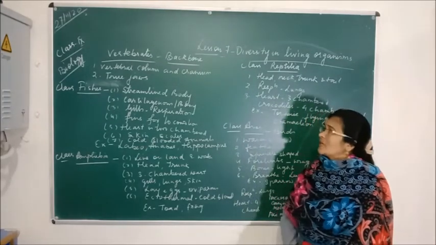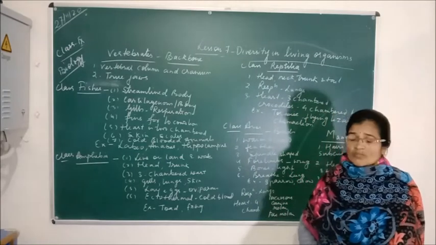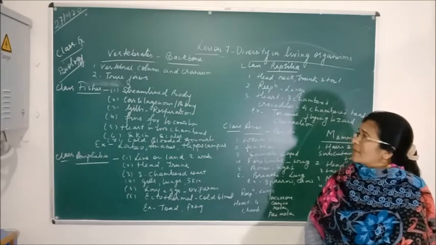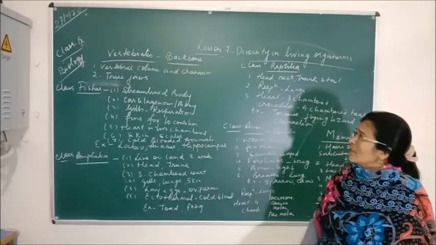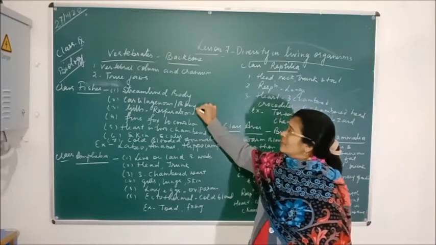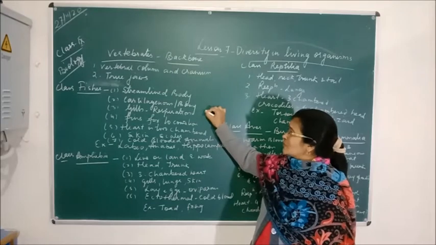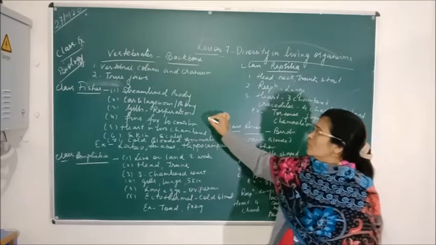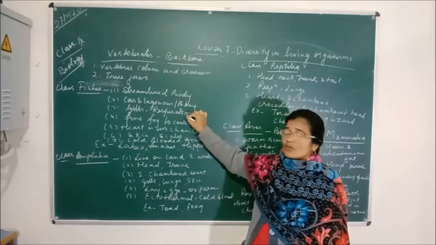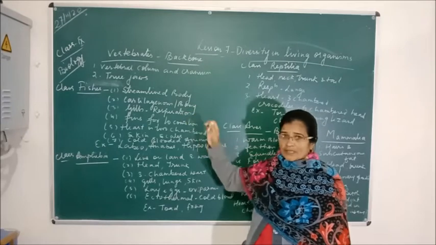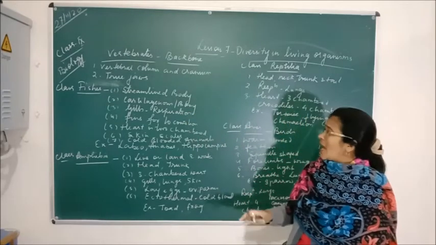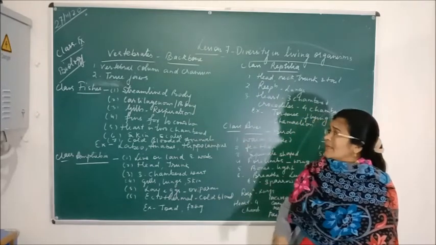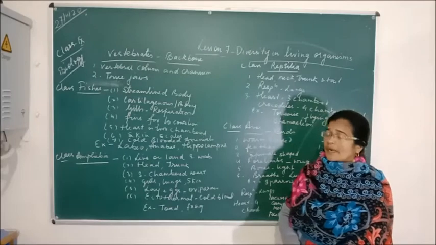First of all, we'll start with the fishes. You all know fish mostly live in water. They are aquatic animals. Their body is streamlined. The fishes are divided into 2 types: cartilaginous fish and bony fish. Cartilaginous fish means those fishes which have cartilage. Cartilage is the soft bone present in them, and some fishes are bony, where the bones are hard. The third main characteristic of the fish is that they respire through gills.